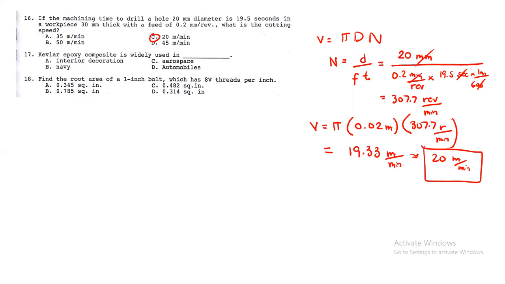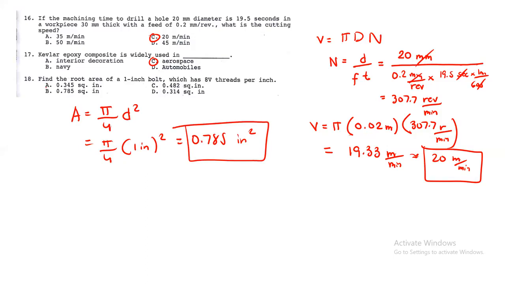The next, 17, Kevlar epoxy composite is widely used in aerospace. So, next, 18. Find the root area of a 1-inch bolt which has 8 V threads per inch. So, medyo madali lang to, no? So, root area is equals to pi over 4 d squared lang. So, pi over 4 times 1 inch squared is equals to 0.785 inches squared. So, the answer is letter B.